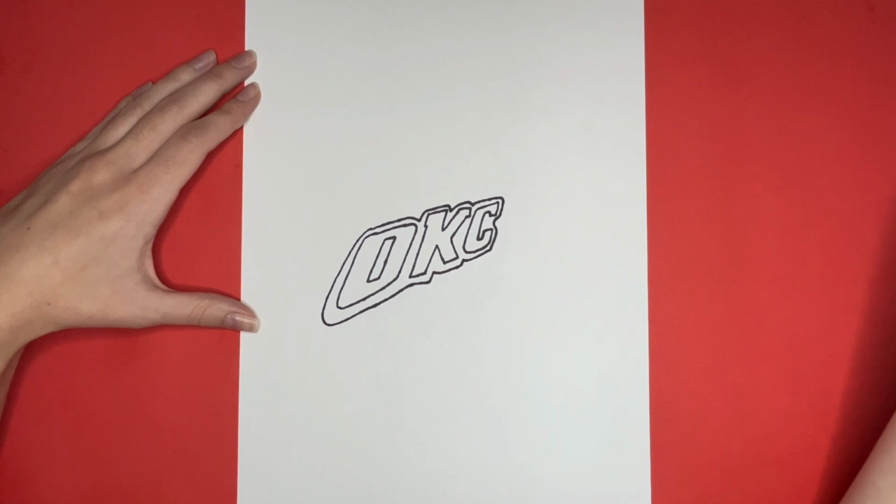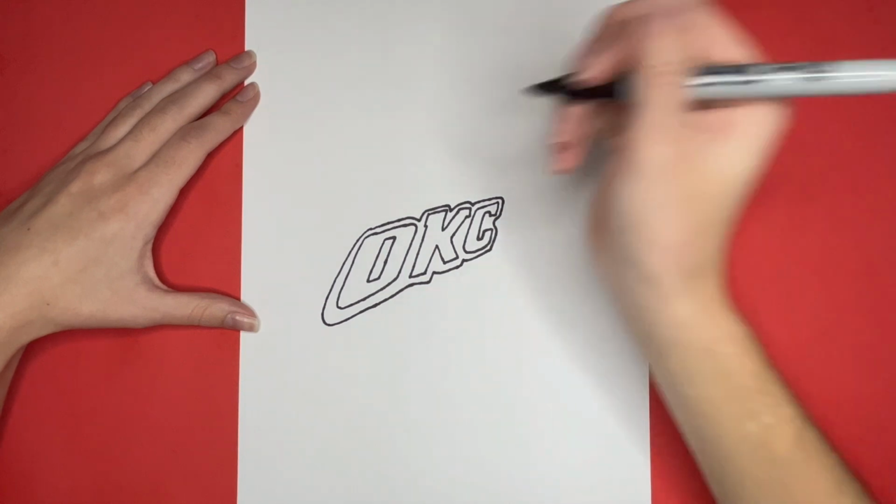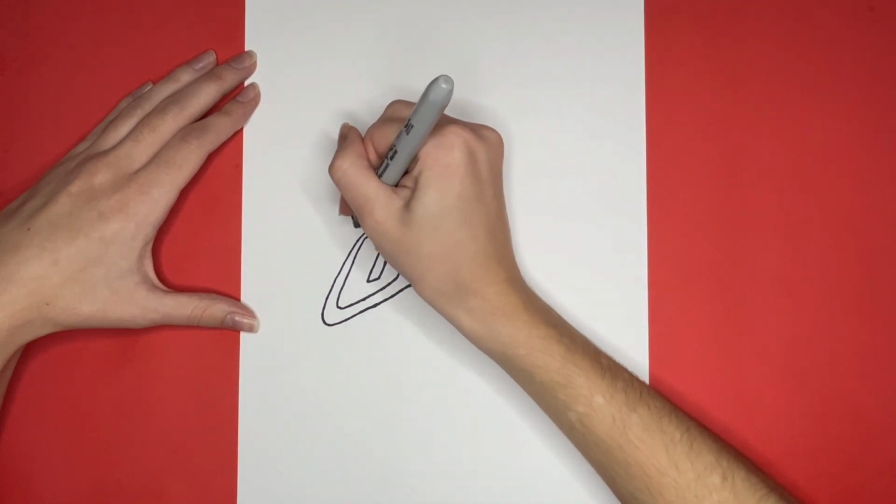We're all done drawing the outline around our letters. Next, we are going to draw a few shapes that are going to look like a shield behind the OKC. So we are going to start right above the O and draw a slightly curved line going downwards.